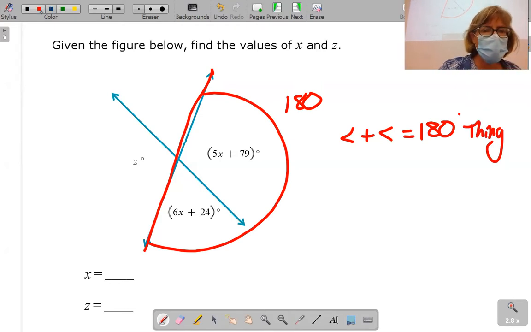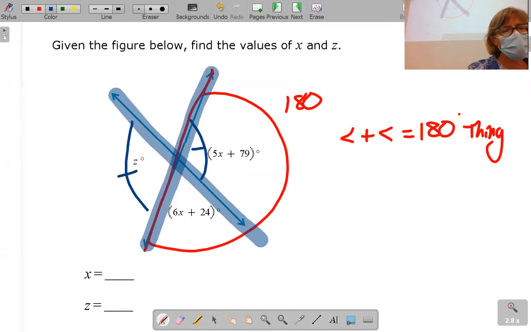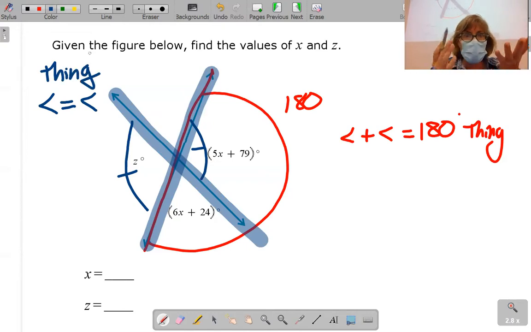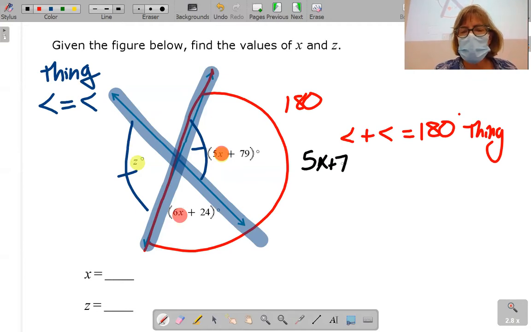Things before algebra. What's also true is that this is a set of vertical angles, which means for the blue, over here, we're going to have angle equals angle as our thing equation. So you ask yourself, which one will help you solve for the variable? I can't use the blue yet because I'll end up with two different variables. So we're going to use the red because your variables will be the same. You circle, plug, chug, and we're going to end up with 5x plus 79.